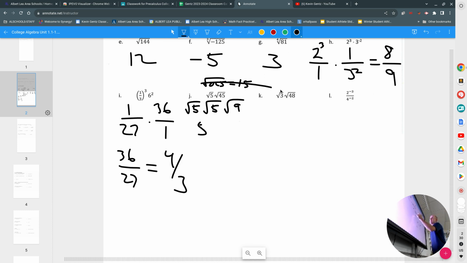So I get 5, and then the root of 9 is 3. So you can get 15. Notice in that situation, I never had to multiply 5 times 45. Multiple ways of doing the problem. I want you to do K on your own. Try to do it like I did this example. Go.